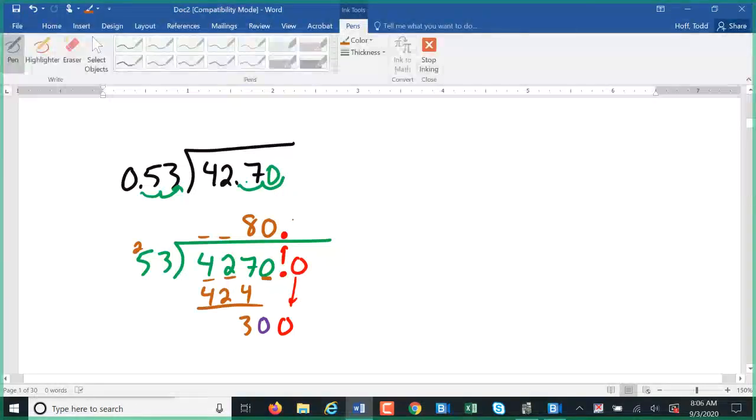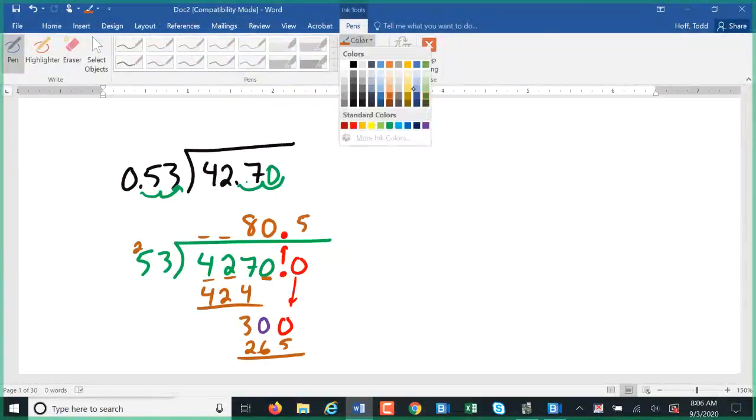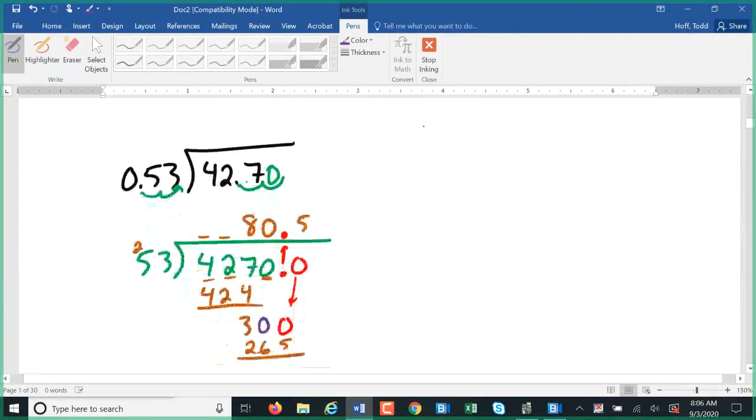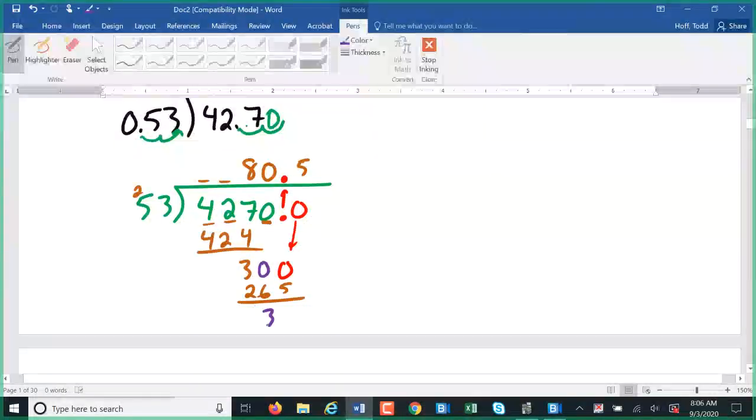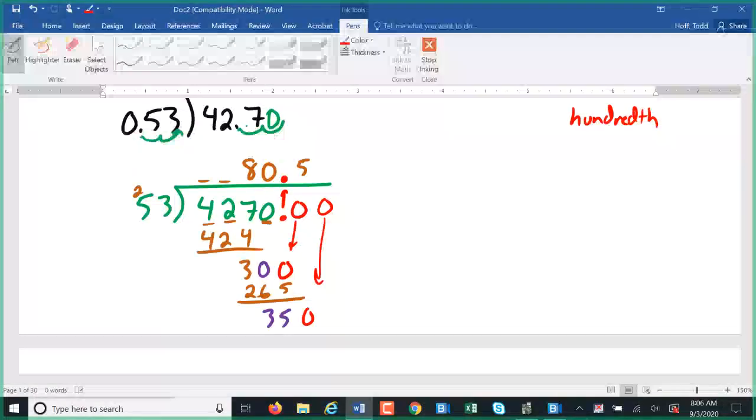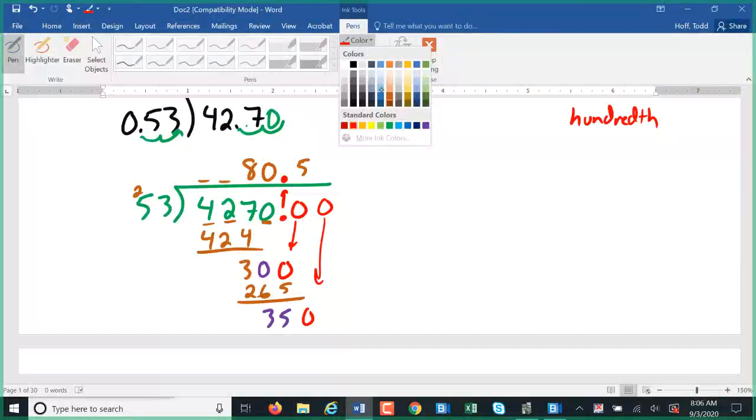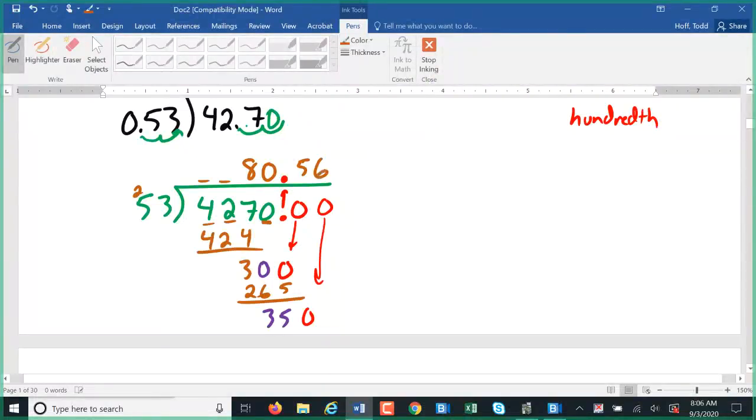300 divided by 53, I believe, is 5. That would be 265 here. Subtracting gives us 35. We can continue to add a 0, bring it down. Let's say I want this to the nearest hundredth. So 53 goes into 350. Looks like 6 times. 6 times 3 is 18. Carry the 1. That's 31.